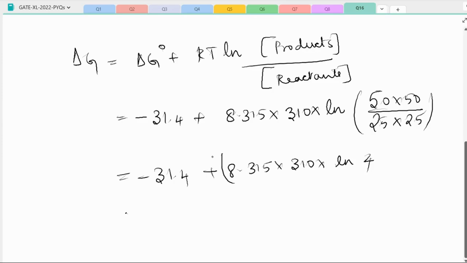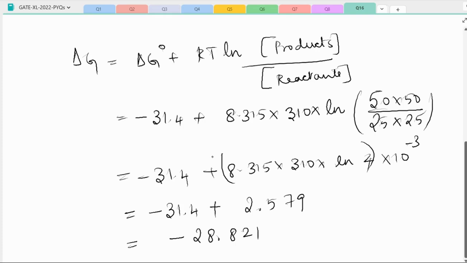This, however, is in joules. You need to make it kilojoules, so into 10 power minus 3 kilojoules. Make sure that is mentioned. So that will be minus 31.4 plus 2.579 if you do this entire calculation. So the final answer comes to minus 28.821 kilojoule per mole.